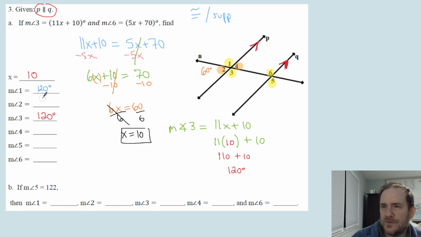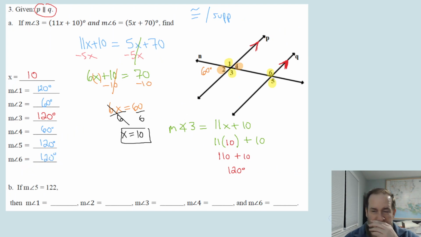We know that 2 is going to be 60 because it's linear pairs with 3. We know that 4 is going to be 60 because 4 is congruent to 2. We know that 5 is congruent to 3 because they're corresponding. So if 3 is 120, then 5 is 120. And then 6 is the same as 5 because they're vertical angles. So there's that whole problem.